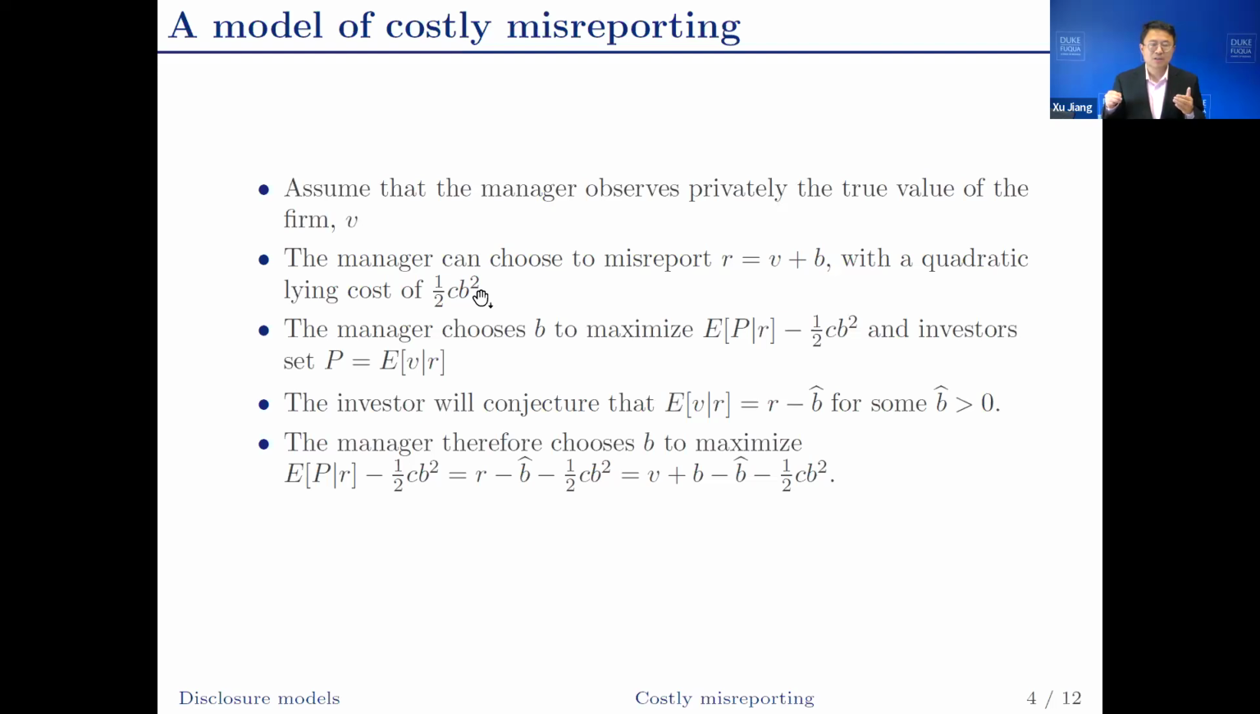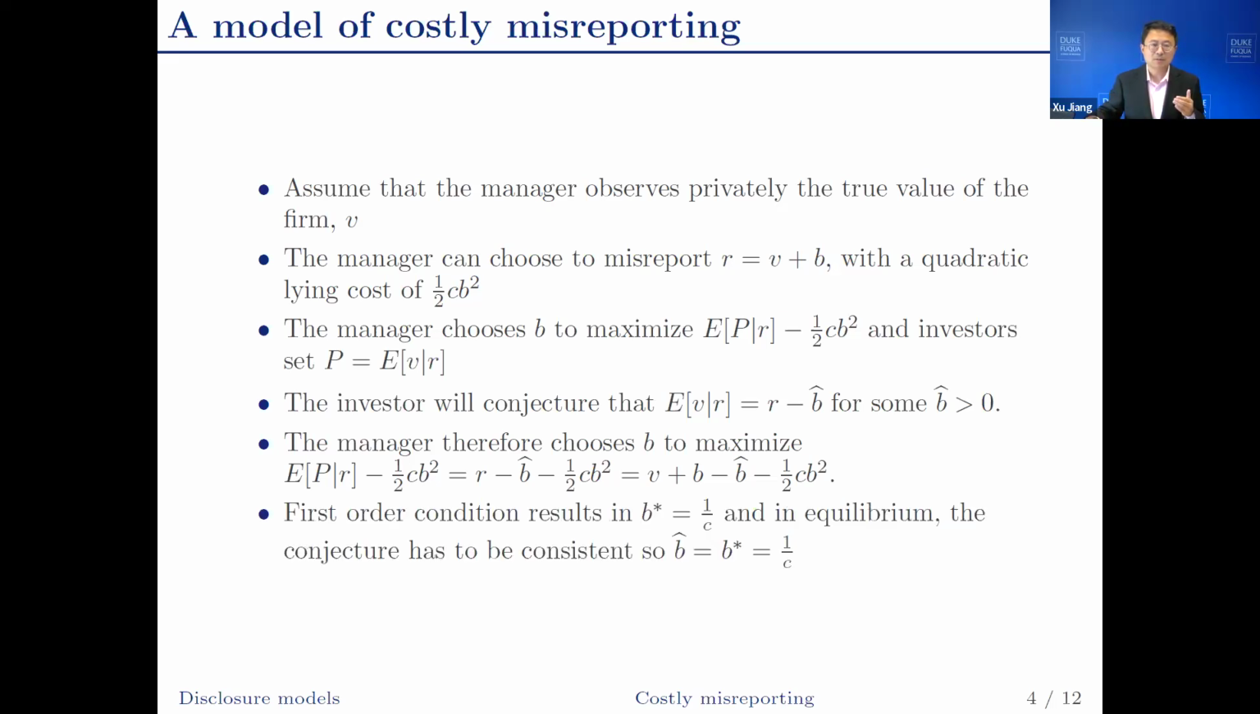The manager has to take investors' pricing as given. So the expectation of P conditional on R would just be R minus B hat. The manager cannot change that, but the manager can choose B to affect R. Eventually, the manager's objective function is V plus B minus B hat minus 1/2 C B squared.